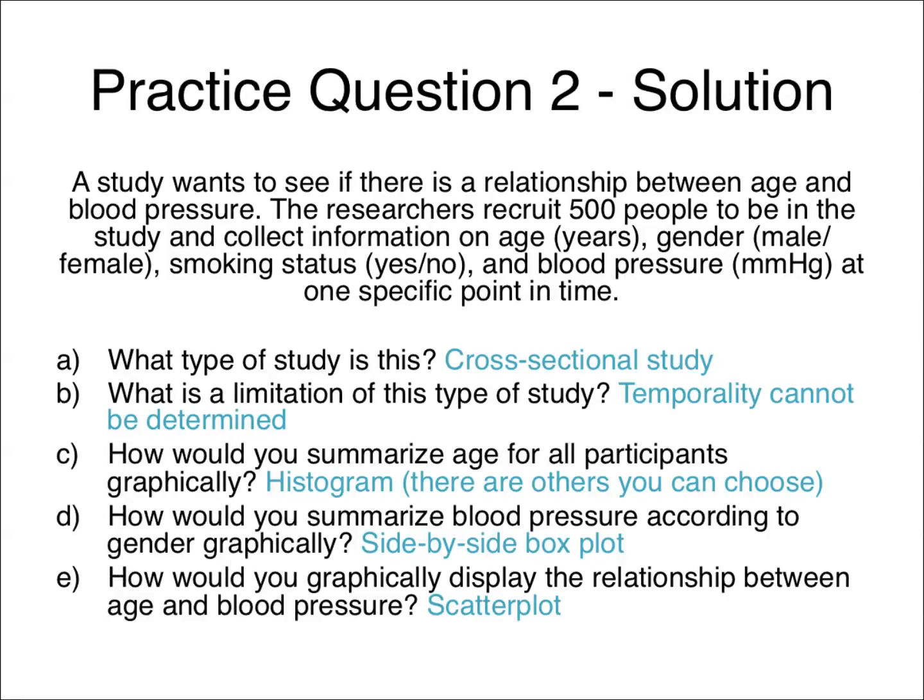So we know this is a cross-sectional study. All of these values were measured at a single point in time. And a limitation of this type of study is that temporality cannot be determined. So if we examine the relationship between two variables, we won't know the temporal direction of this association. You could summarize age for all participants graphically using a histogram, although there are others that you could choose. And you could summarize blood pressure according to gender graphically by using a side-by-side box plot. And you could graphically display the relationship between age and blood pressure using a two-way scatter plot.